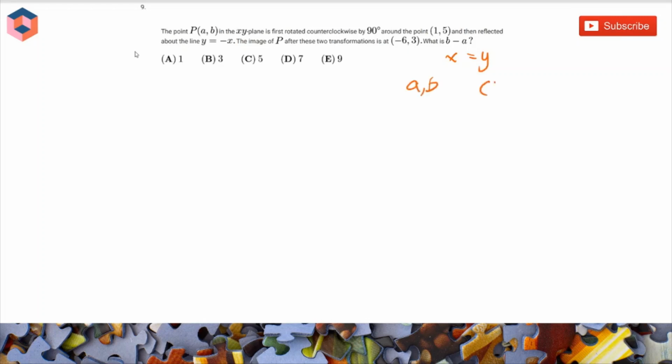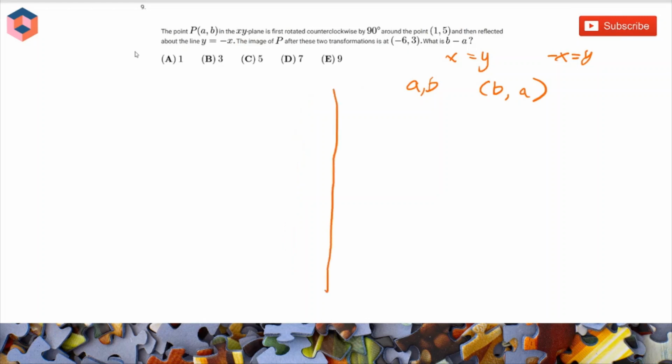The point P, A, B in the XY plane is first rotated 90 degrees counterclockwise around the point 1, 5, and then reflected about the line y equals negative x. The image of P after these two transformations is at negative 6, 3. What is B minus A? So now you might know this from doing math. The fact that if you reflect anything over the line x equals y, if you reflect a point A, B over the line x equals y, it'll become B, A. So if we reflect it over y equals negative x, so negative x equals y, we might get something similar, although we're not sure. So what we do is we try graphing it.